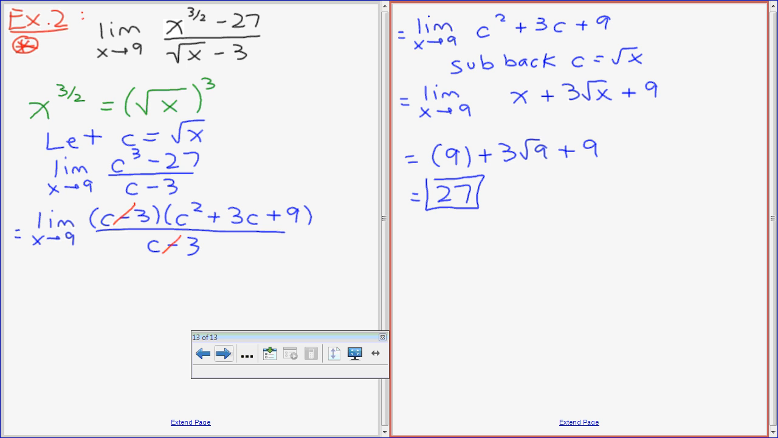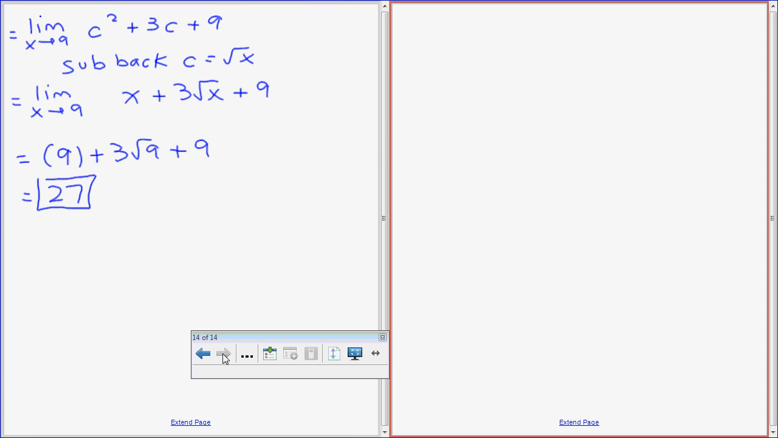All right, we want to do example 3, then I'm going to stop. This one here is the biggest and baddest of all. Here we go, example 3.